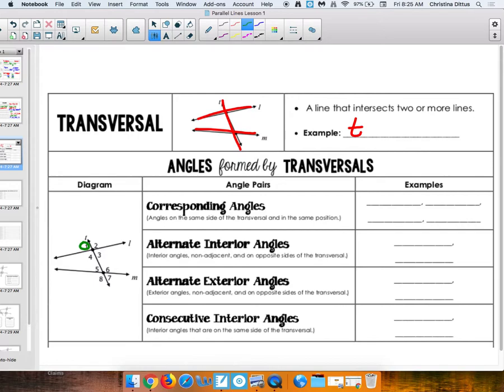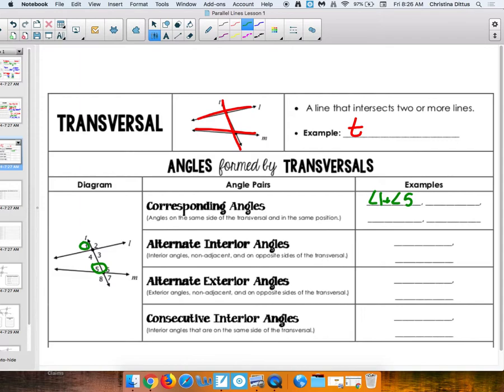What side of the transversal is 1 on? Left or right? Left. 1 is on the left side of this line. If I look at my top line where 1 is, is it above or below it? Above it. So I go down to my other line, M, and say I want to be on the left side and above my line M. Where am I at? What number? 5. So angle 1 and angle 5 are corresponding angles.